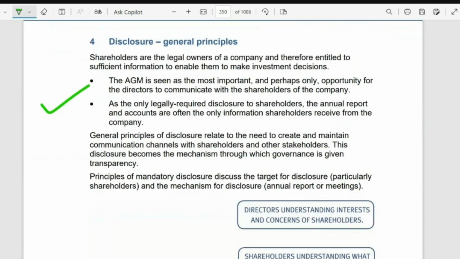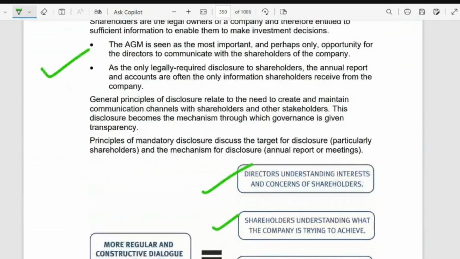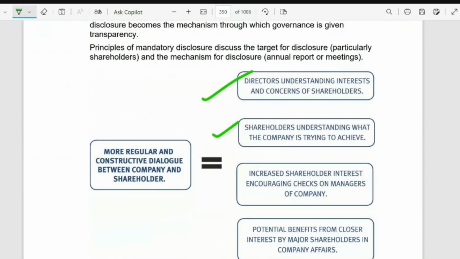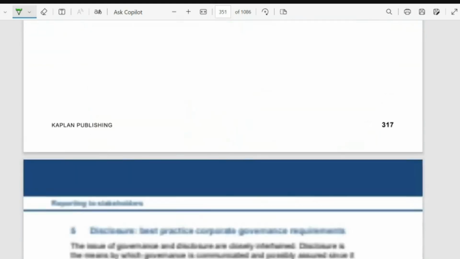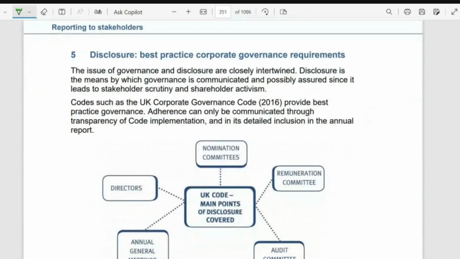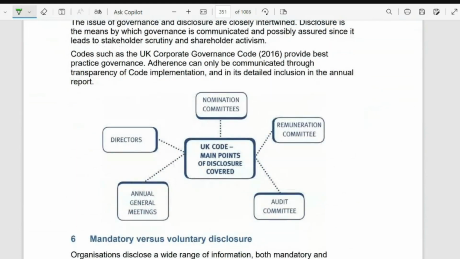Disclosure or general principle: what are the directors' understanding and interest in the concerns of the shareholders? Disclosure best practices for corporate governance. The UK code's main points of disclosure covered: the remuneration committee, the nomination committee, directors, annual journal, audit committee.